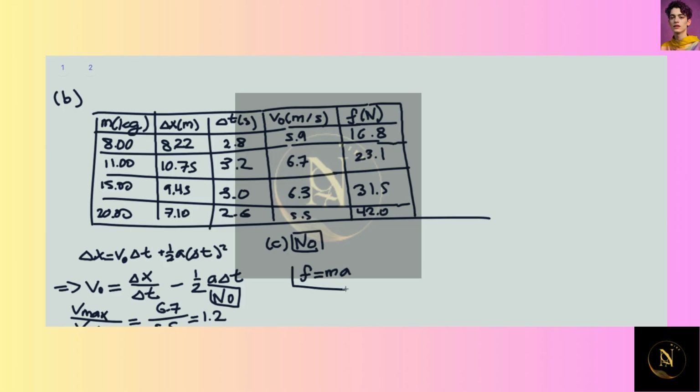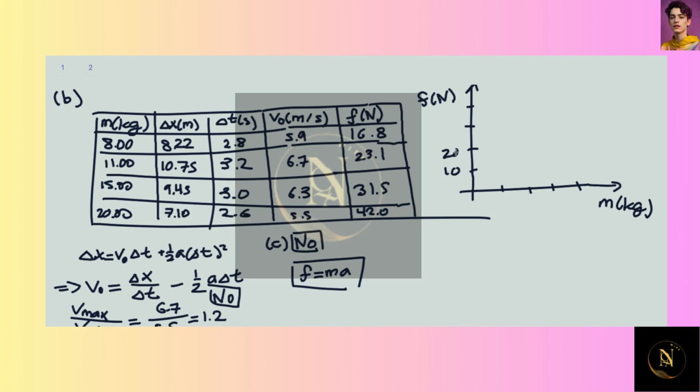So now if we make a plot of what that looks like over here, we have mass on the x-axis and then force in newtons on the y-axis. I think it would make sense to go by tens on the force axis and then by fives on the mass axis.